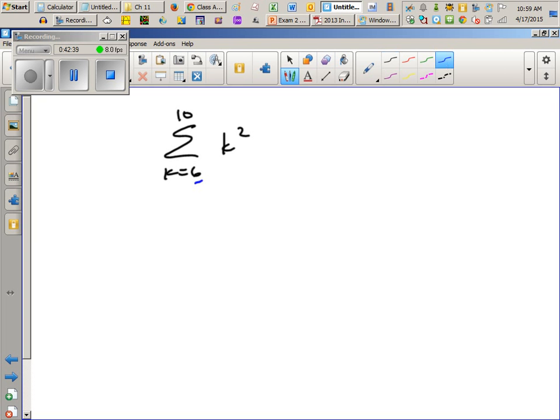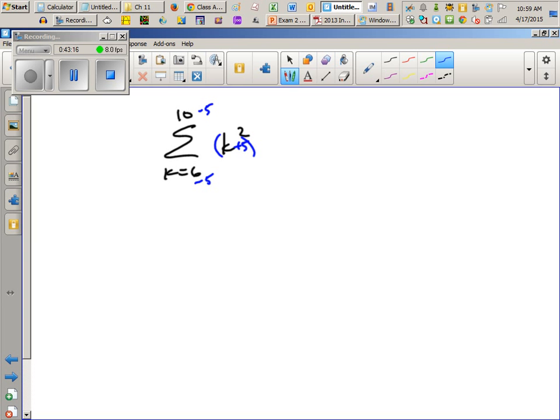Watch. I'm just going to take away 5 right there. Can I do that? I'm just going to subtract a 5 right there. I can do that if I do this and this. Let me explain. Starting at k equals 6 and ending at k equals 10 is not the same thing as starting at 1 and ending at 5. That's not the same thing. But if we adjust all of the k's in the sum by adding 5, everything stays balanced.